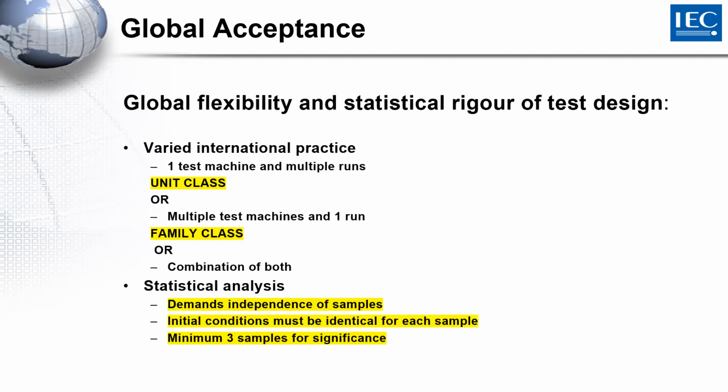So, global acceptance. We wanted to look at varied international practice with one test machine and multiple runs, and we called this a unit class because it looks at an individual machine and how it varies over different runs, or a multiple test machine and one run family class, or a combination of both. And then the statistical analysis requires independence of samples, so that initial conditions must be identical for each sample, and we take a minimum 3 samples for significance. Next, please.